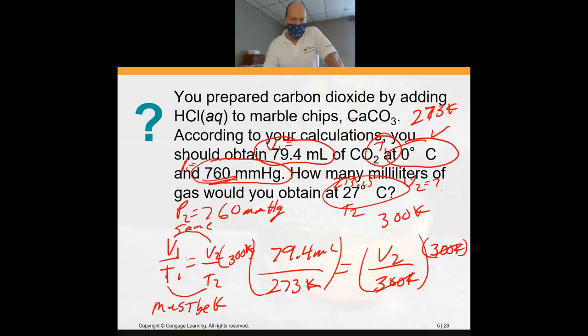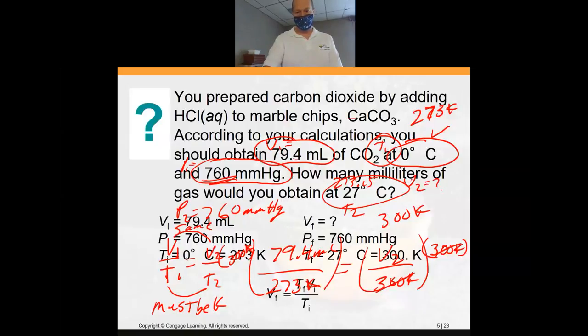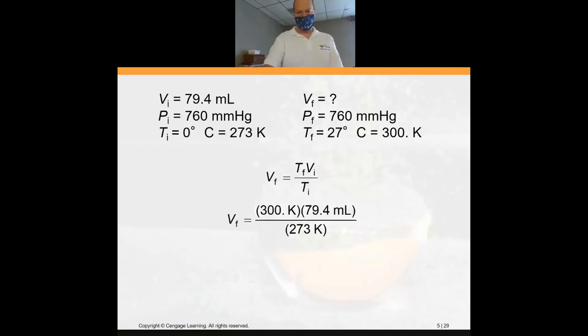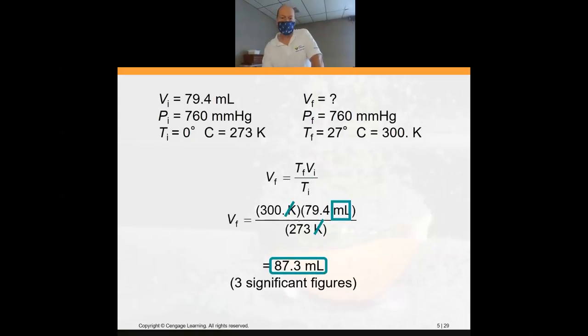All right, and so when you push the buttons, okay, so we can look and we see we obtained this at 0. What would it be at a higher temperature? It is going to be larger than 79.4. And when you push the buttons, you will get 10% higher, 88-ish. 87.3 milliliters. All right, so again, your kelvins cancel, and then you have your volume in milliliters. When you have 3 sig figs and 3 sig figs and 3 sig figs, you give your answer to 3 sig figs.